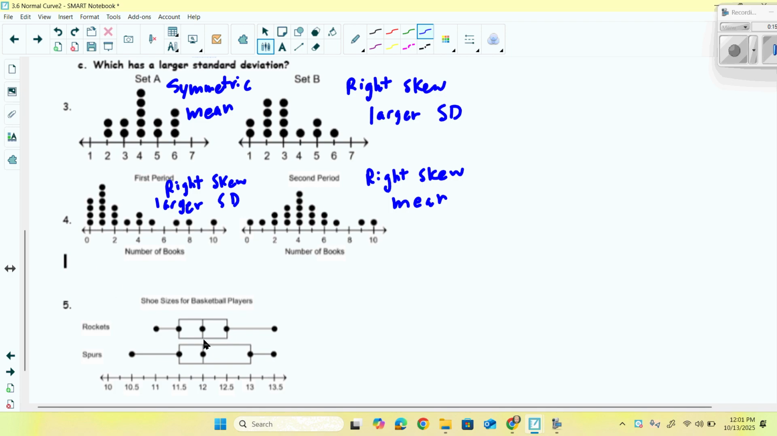Finally, we're looking at box plots again. Remember, there's 25% between each of the values in the 5-number summary. This top one here, again, it's somewhat slight, but it's a right skew. And this one, we're going to say, is more of a left skew.